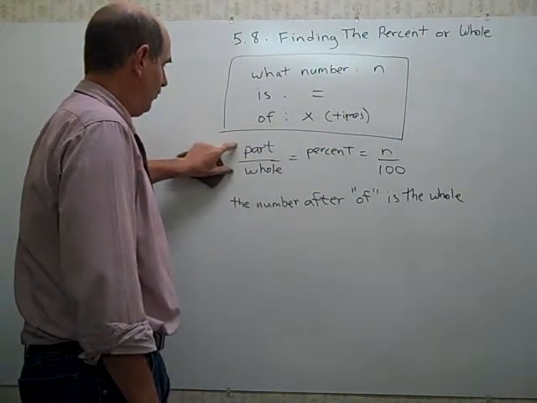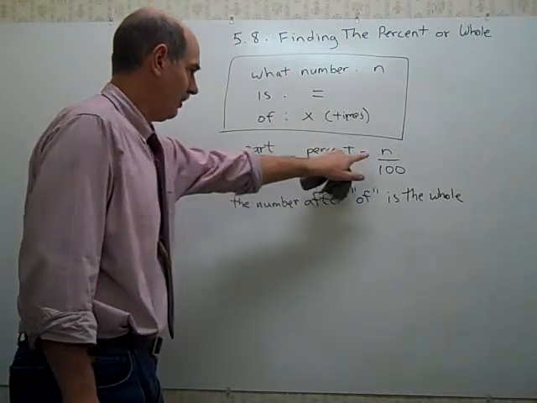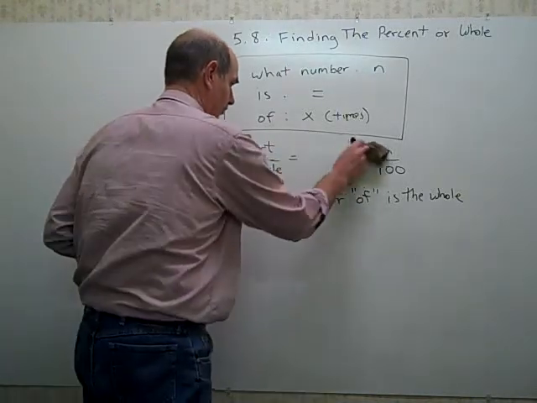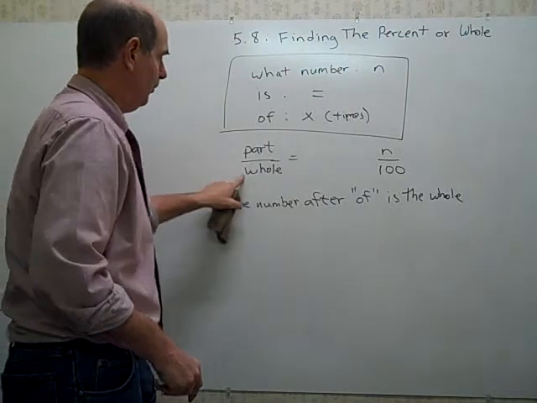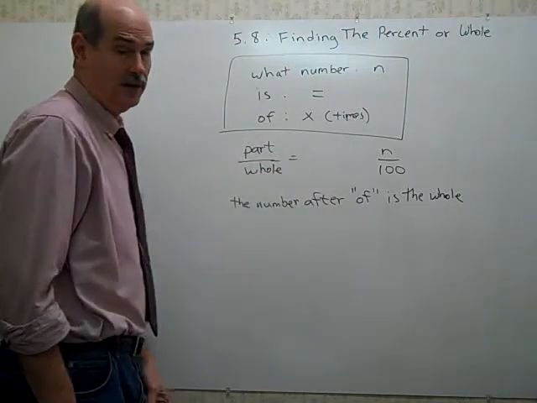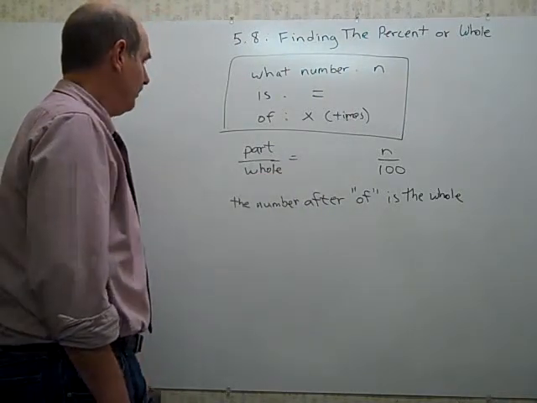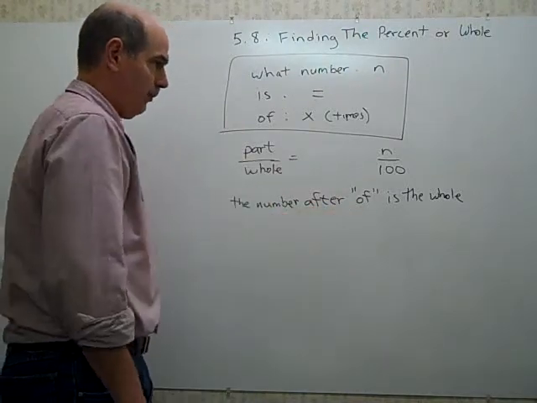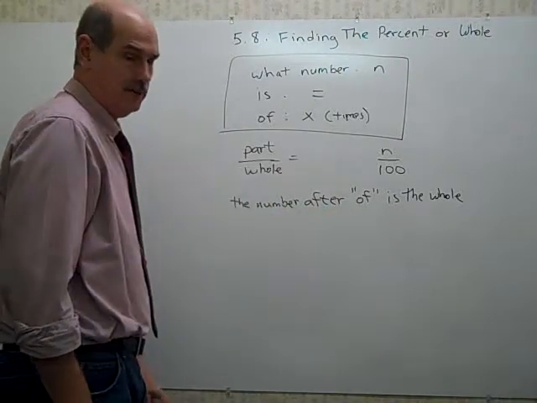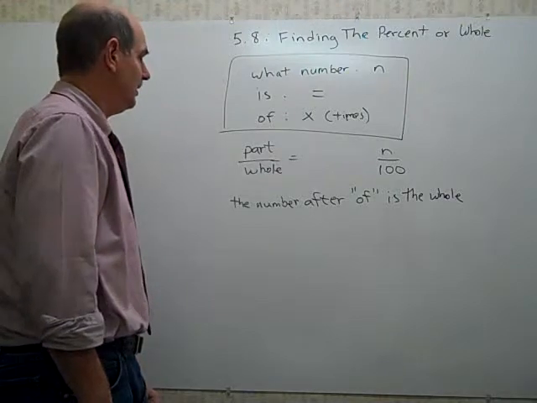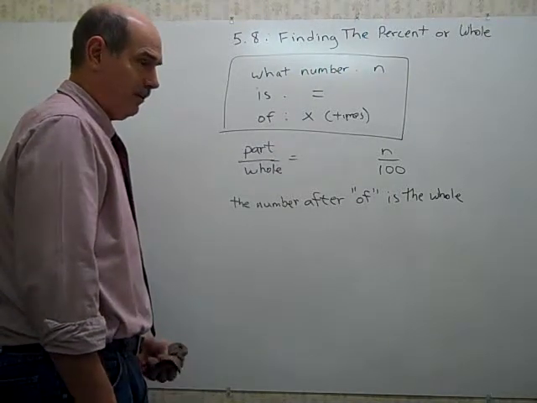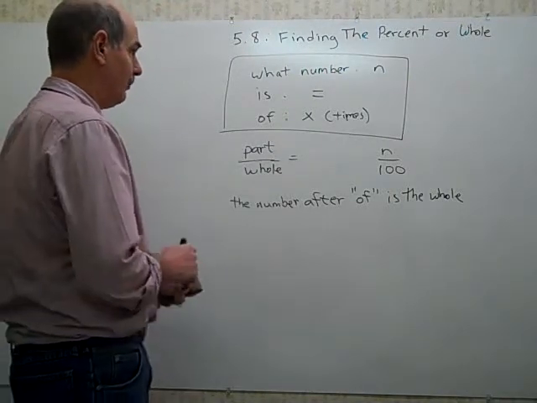And then this proportion, the part to the whole equals the percent, and the percent is n over 100. So this is also true, that the part to the whole equals n over 100, which is how you actually use this. The number after of is the whole thing, because sometimes it's hard in a phrase to determine what is the part and what is the whole. So you can use that clue to really help you out.